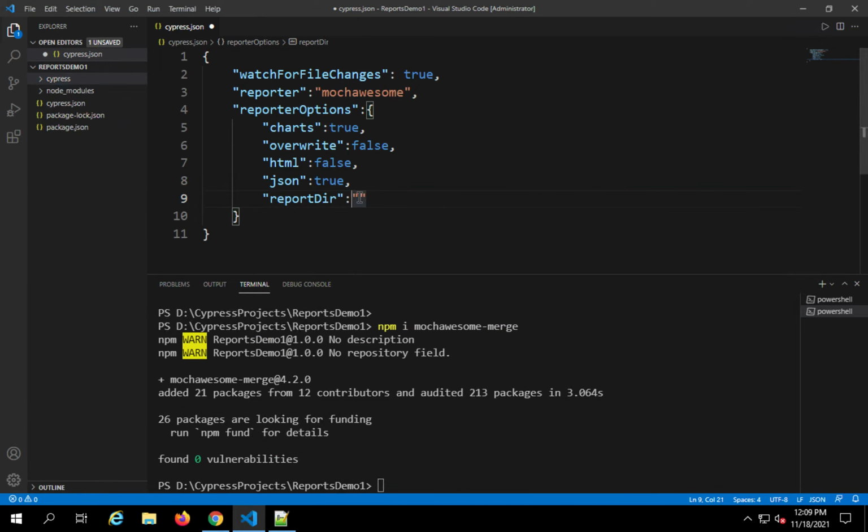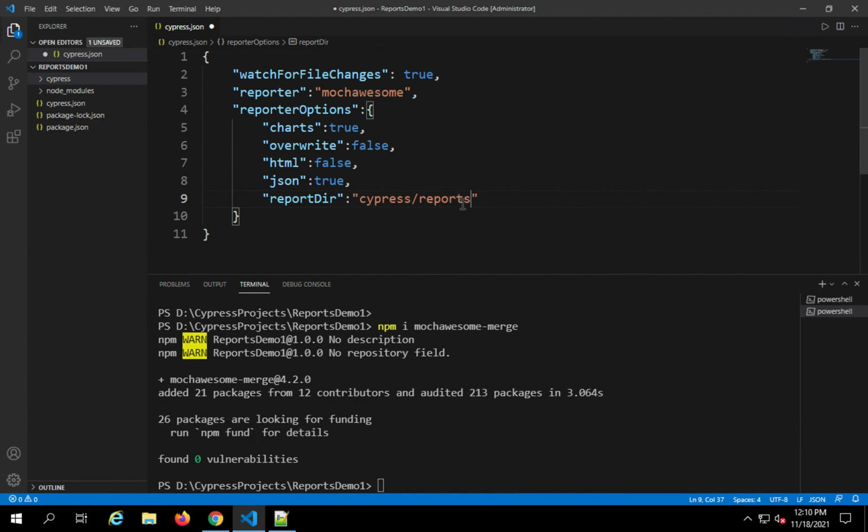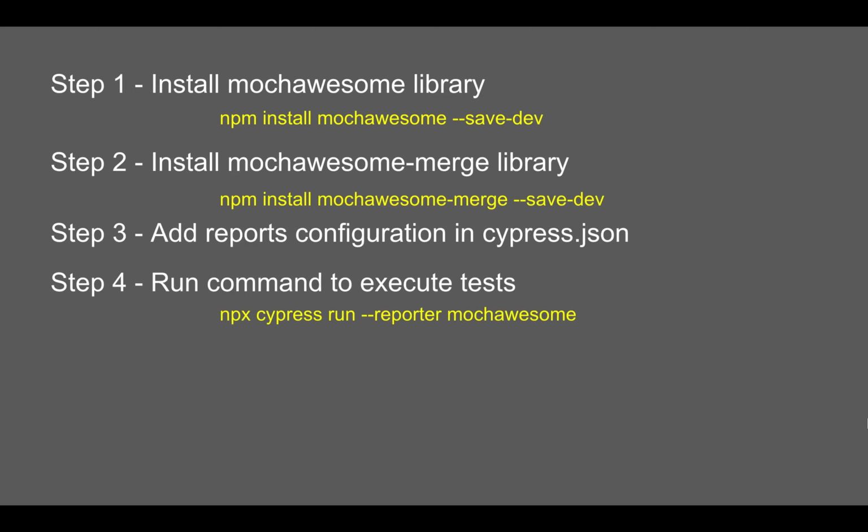I will say Cypress, and then let us say reports, and that's it. You can give any location, but let me just go until here, Cypress reports, and that's it. Save your file, and we have done step number 3. Step number 4 is we have to run the commands to execute our test along with the Mochawesome reporter.